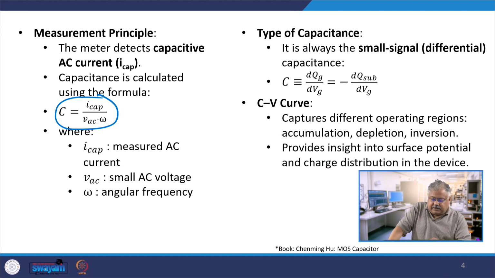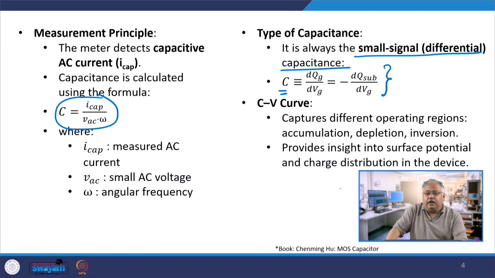There are two types of capacitances, but let us look at the first one initially, which is known as the small signal differential capacitance, and is given by dQg/dVg, which is equal to minus dQsub/dVg. What is Qsub? It is basically the charge in the substrate. Now, why is it negative and why are they equal? I will try to explain that to you. Now let us look at this. So two things we are looking at: why they are equal.